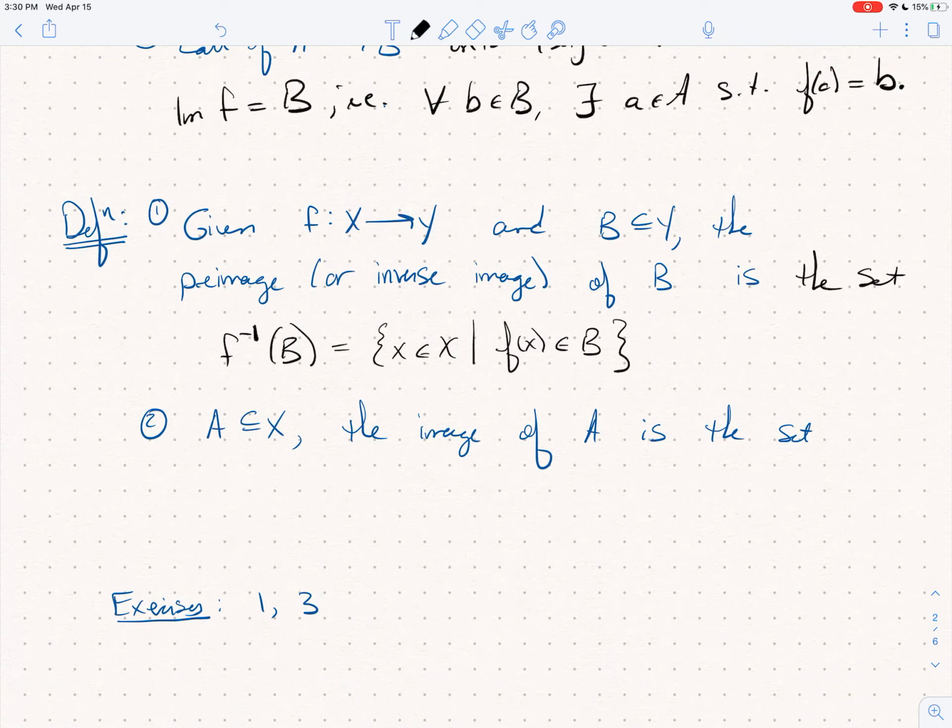The image of A, that's a little easier. Here I'm picking an A in the domain. The image of A is exactly what you think it should be. It's the set f of A, the set of f of x such that x is in A.